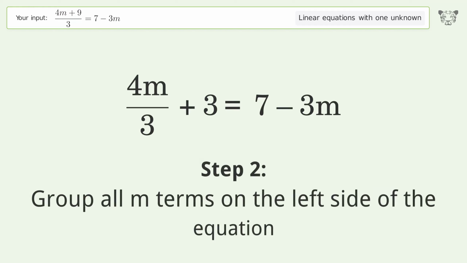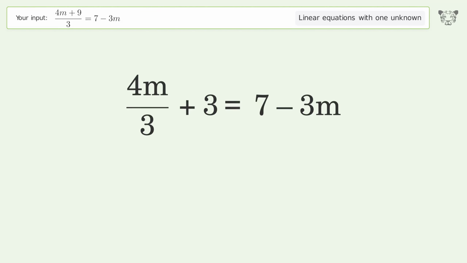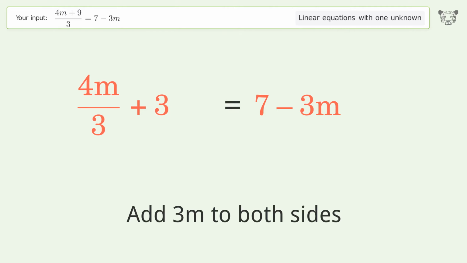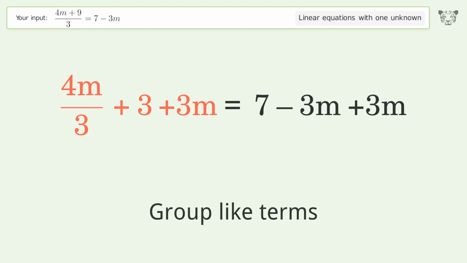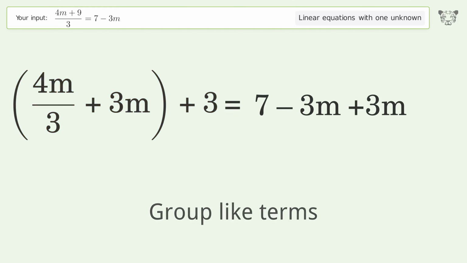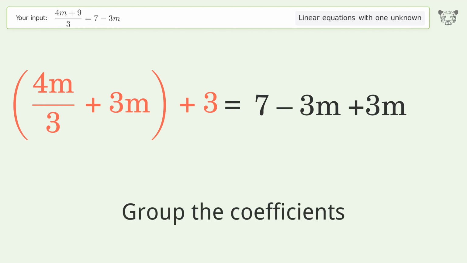Group all m terms on the left side of the equation. Add 3m to both sides. Group like terms. Group the coefficients.